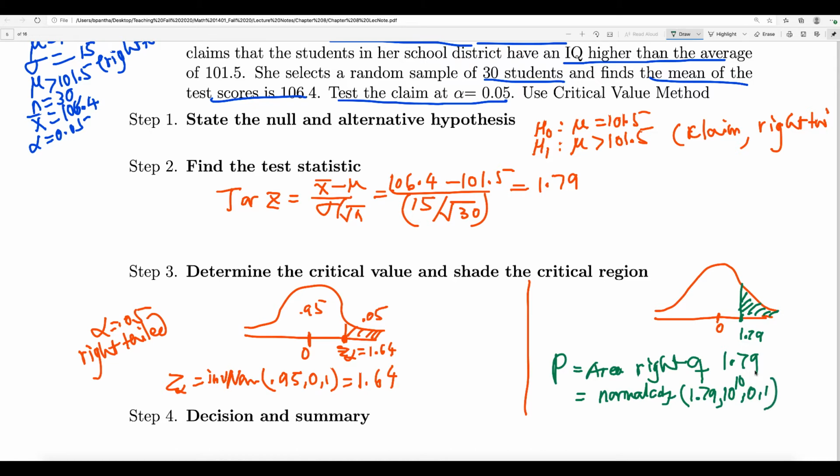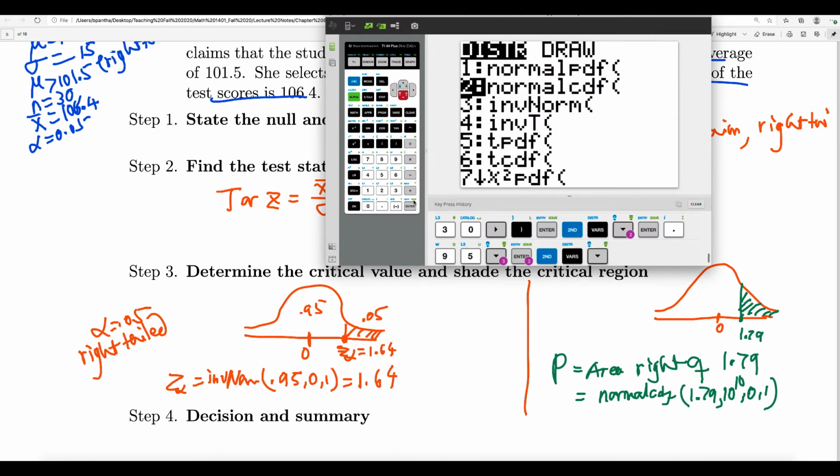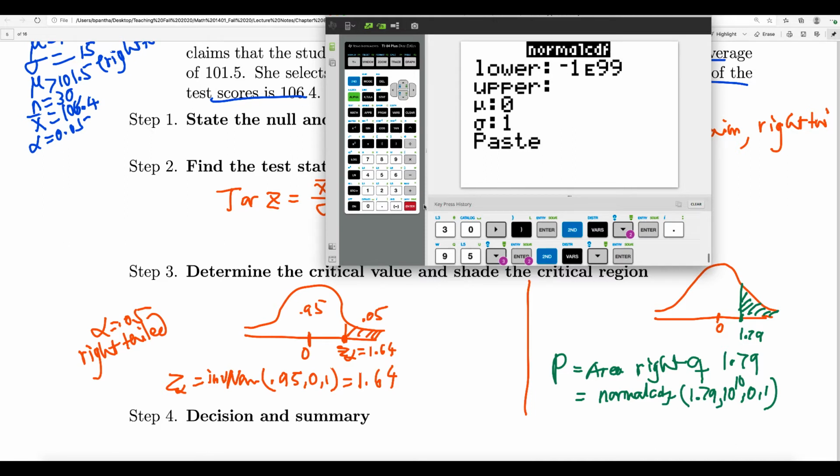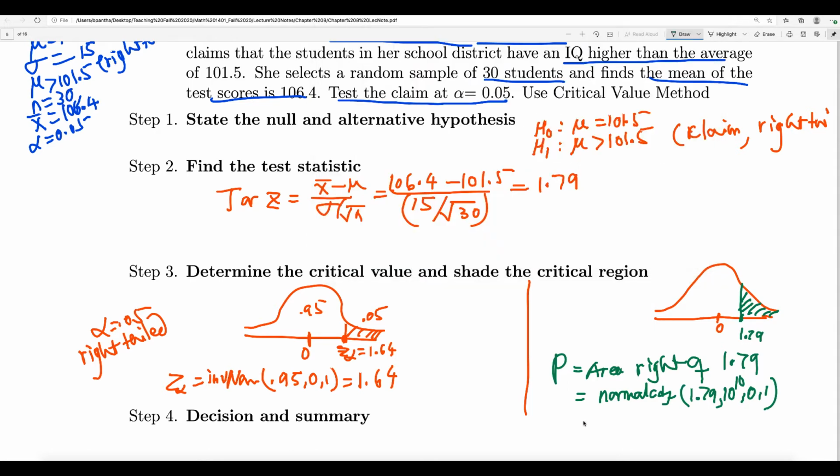If you do that, you will get the p-value. Let me use the calculator for that. For the normal CDF, second VARS, normal CDF is number 2. The left bound is 1.79, right? And the upper bound is 10 to the 10. Then mu is 0, sigma is 1, and you paste it, hit enter. You will get 0.0367. I can write 0.04, right? So this is 0.04.